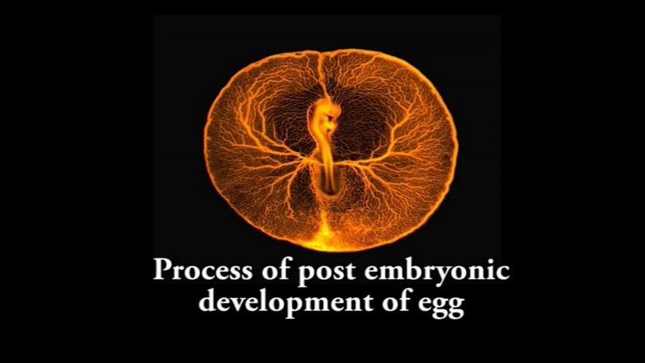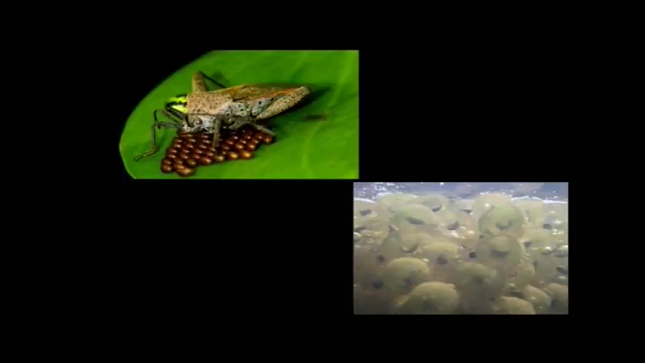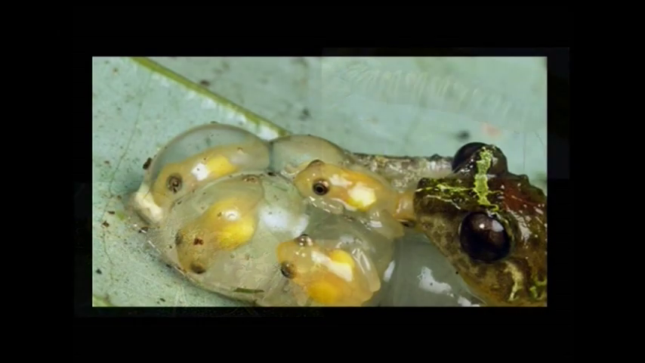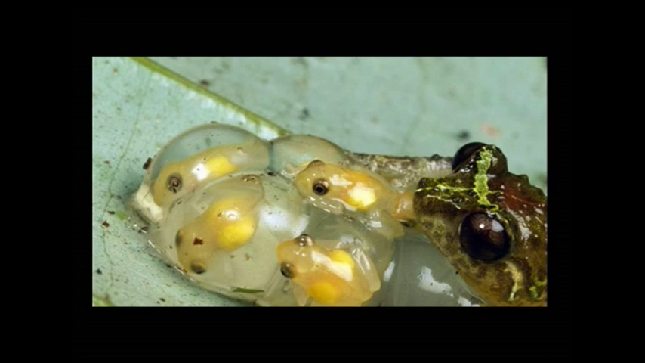The process of post-embryonic development of the egg can be studied under the following headings. 1. Hatching. The process of hatching or eclosion from the egg varies greatly in different groups. After eclosion, the young insect usually commences feeding and growing without delay. Almost all insects lay eggs. A few deposit living young instead of eggs.